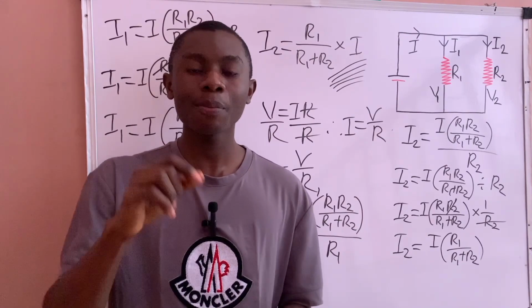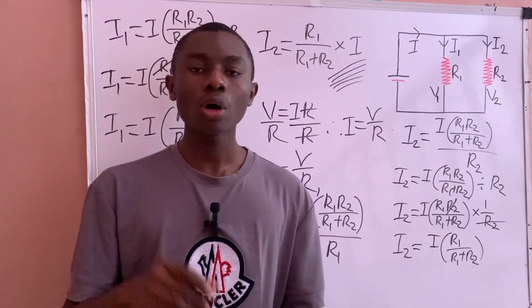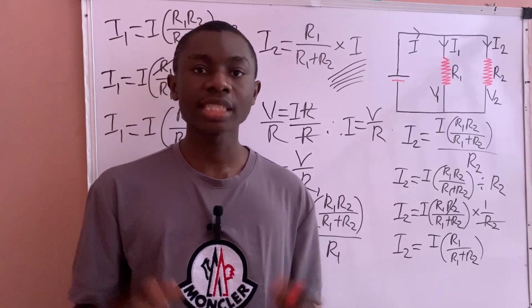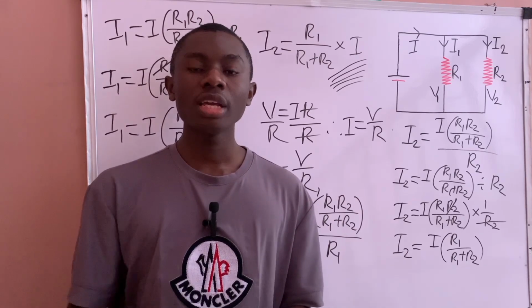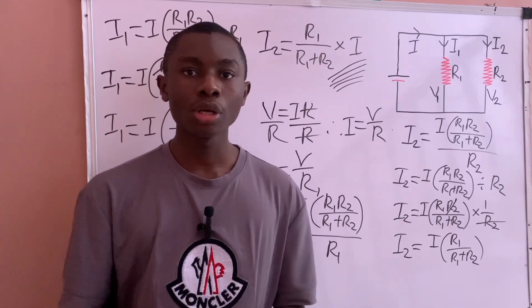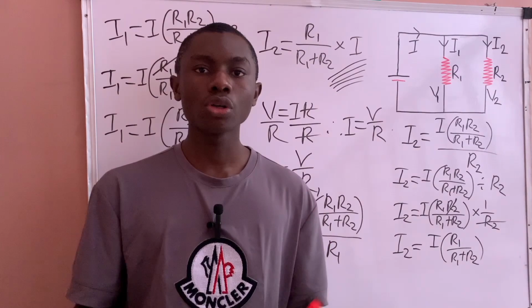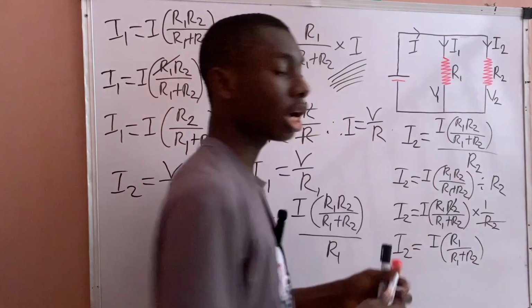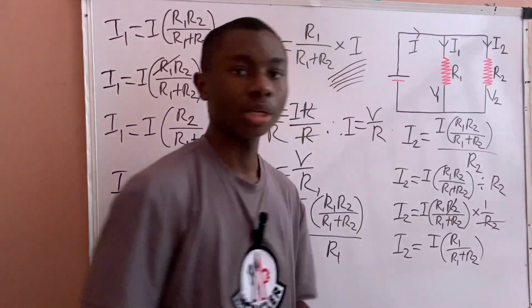What is the current divider rule? Current divider rule helps us to calculate the current through the individual resistor without solving the entire circuit again. It is a shortcut that saves time in exams. So current divider will help us to calculate the current through the individual branch without solving the entire circuit again.